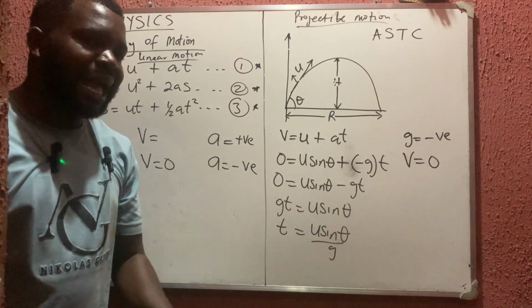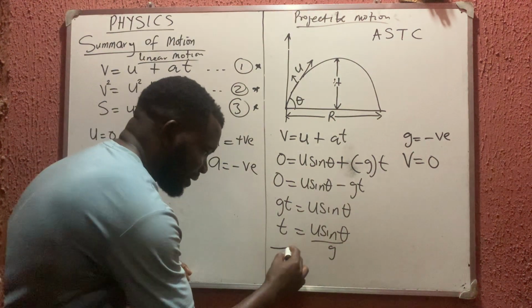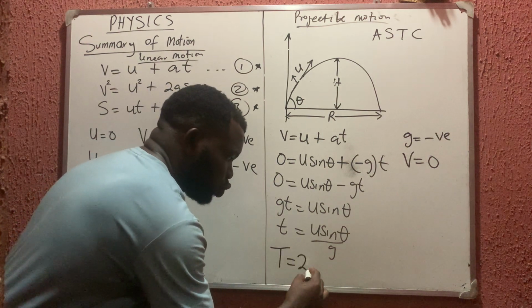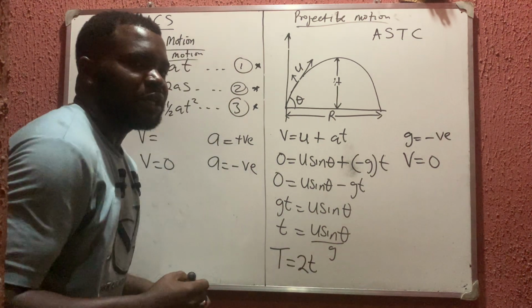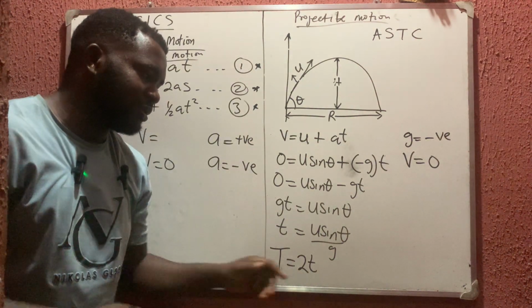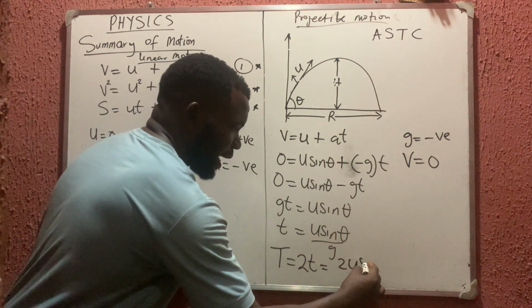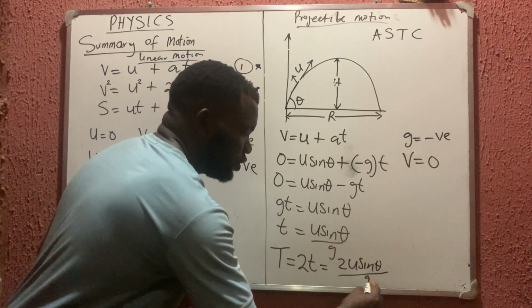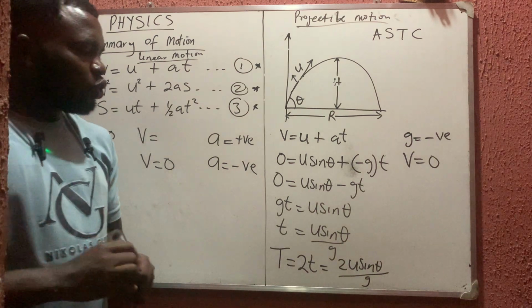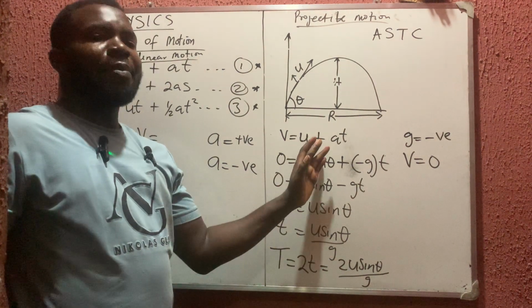Now they can ask you the time of flight, the time it will take him to go up and still come down, which is capital letter T is equal to 2 small letter t. The time it will take him to reach up is the same time it will take him to come down. That's why you have 2 times t. And I have already gotten t, which is 2 u sine theta over g.